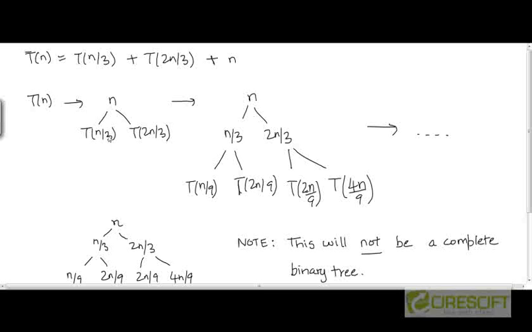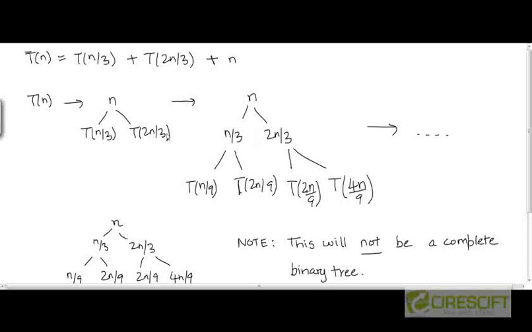So T of n by 3 will be T of n by 9 plus T of 2n by 9 plus n by 3. So this n by 3 will be represented here, and the T of n by 9 and T of 2n by 9 will be shown as the children of this node.